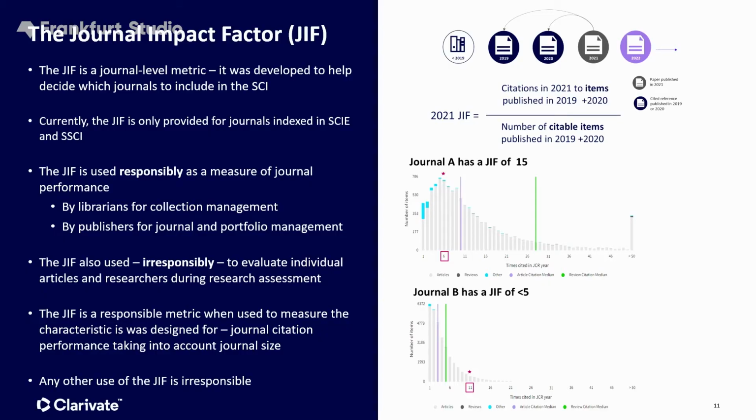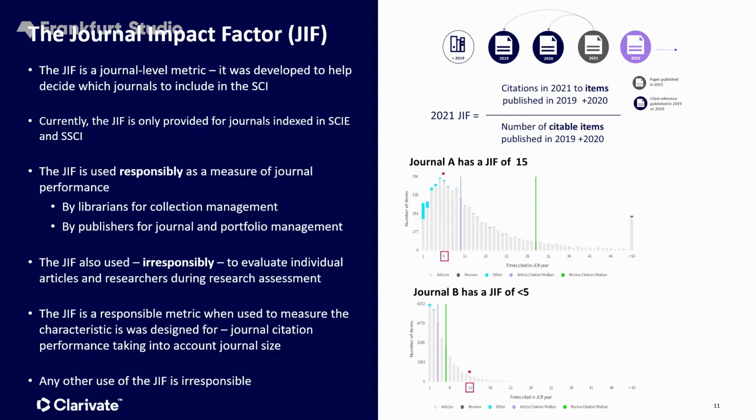Unfortunately, in some quarters, the JIF is also used irresponsibly to evaluate things that aren't journals, for example, to evaluate individual articles or researchers during research assessment. And I'd just like to take this opportunity to re-emphasize that we do not condone this irresponsible use of the JIF at all. The JIF is only a responsible metric when it's used to measure the thing it was designed to measure. That is to say, journal citation performance, taking into account journal size. Any other use of the JIF, for example, for individual authors or for individual articles, is not responsible.